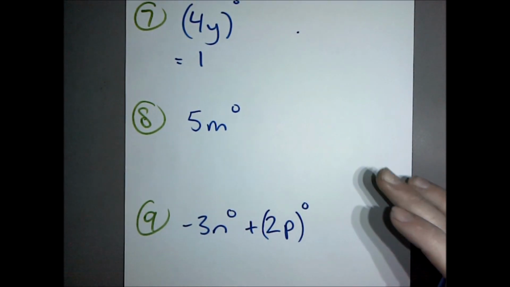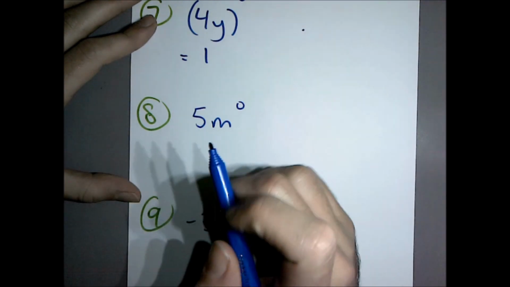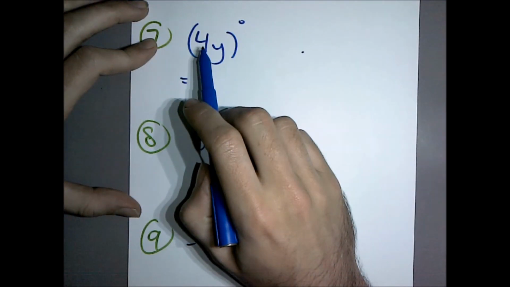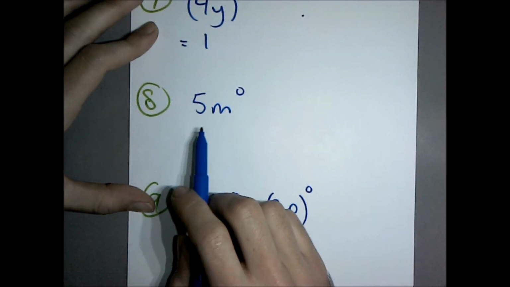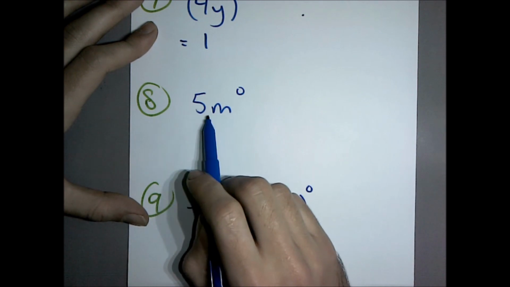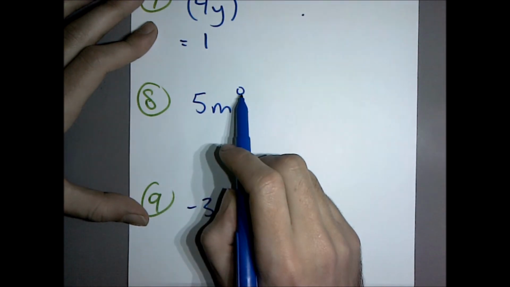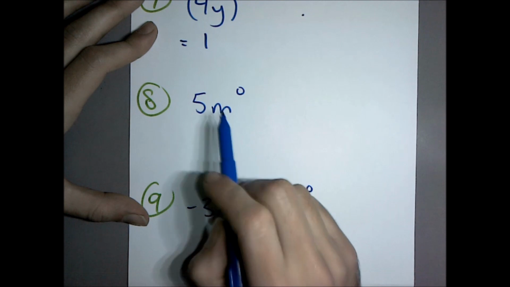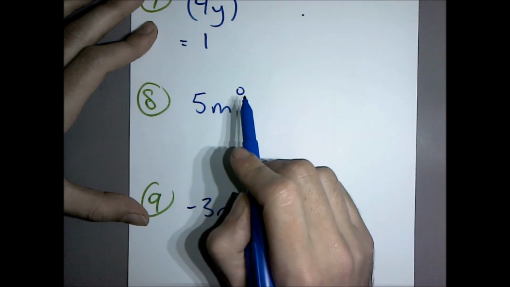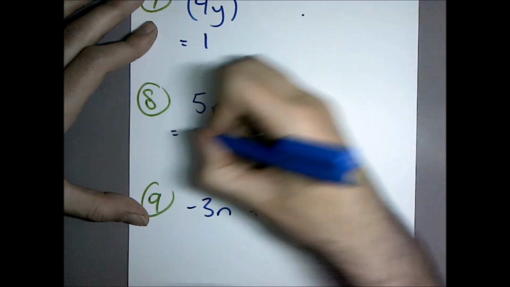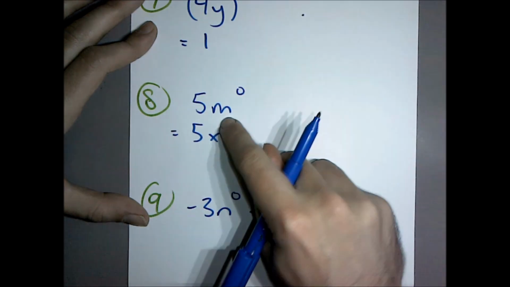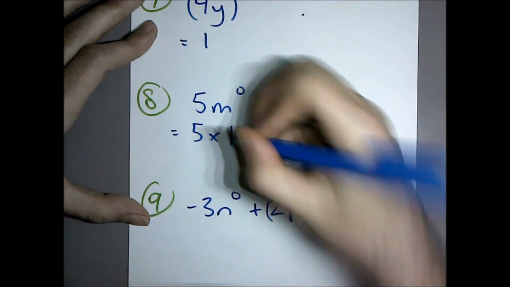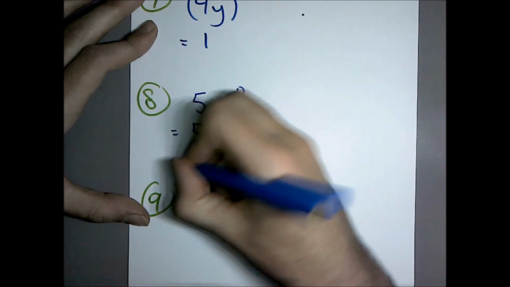Now, you can't rush into it all the time. Sometimes it's not all to the power of 0 like this previous one. So for the next one, I've got 5 multiplied by m to the power of 0. So it's only the m in this situation that has a power of 0. So it's going to be 5 multiplied by m to the power of 0, which is 1, and 5 times 1 is obviously just 5.